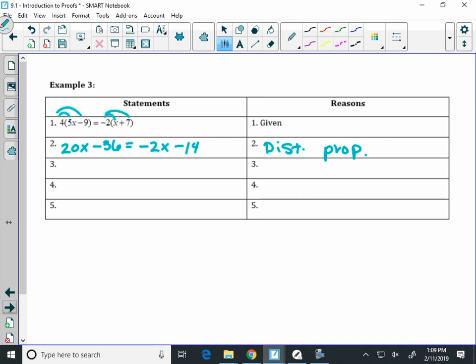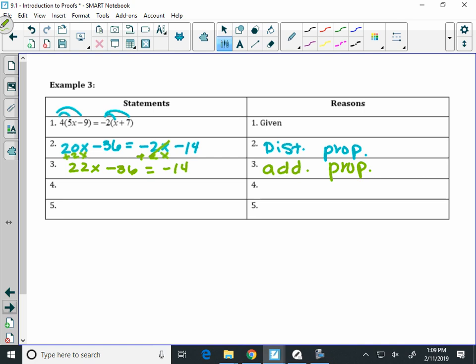What's going to be our next step to solve this equation? I heard addition. Yeah, we're going to add 2x to both sides using the addition property. So to get step 3, I use the addition property, so that's going to be my reason for step 3. And when I add 2x to both sides, I get 22x minus 36 equals negative 14. Does that cancel?